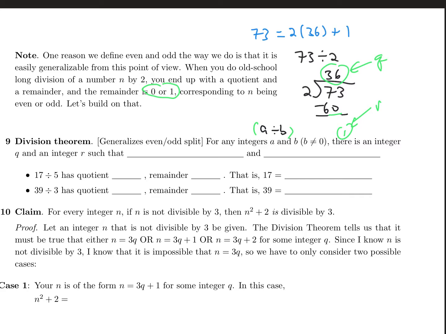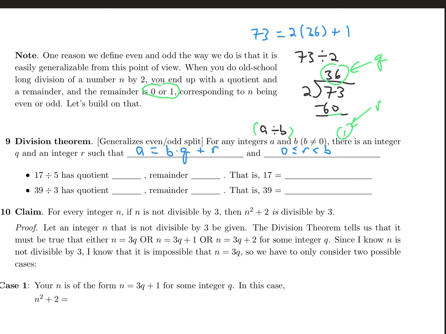So when I do the problem A divided by B and get a quotient Q and a remainder R, I'm going to say that means that A is B times Q plus R. And a caveat will be that the R has to be a number that's less than B. So a positive number, or at least a non-negative number, less than B. And that's what we saw with our division by 2 case. The remainder had to be a number less than 2.